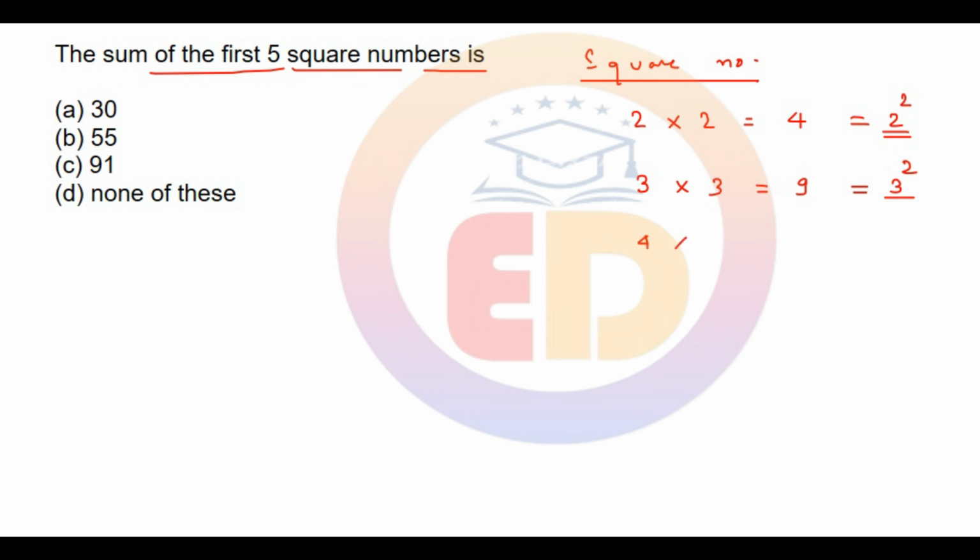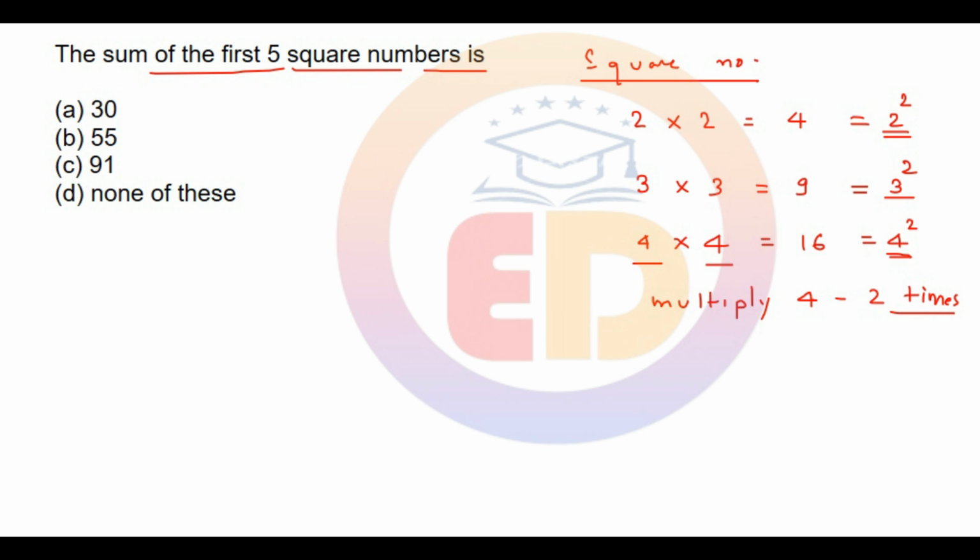Similarly, 4 square will be 4 into 4. You have to multiply 4 with itself, which is 16. Representation of 4 square will be write 4 at the bottom and 2 at the top. Now remember, 4 square, 4 power 2, doesn't mean that you have to multiply 4 by 2. It means that you have to multiply 4 2 times with itself. Don't get confused by this.